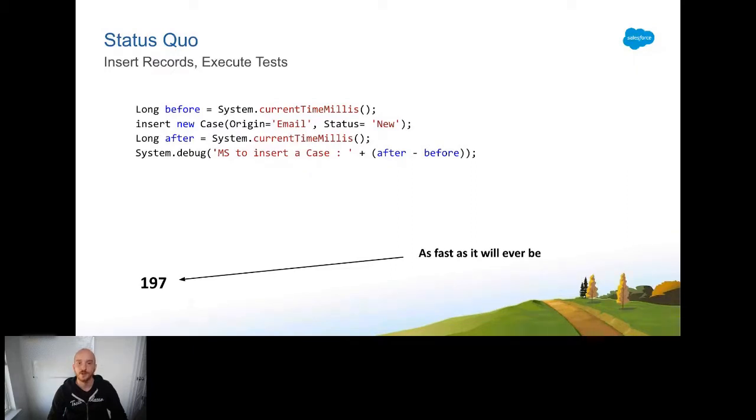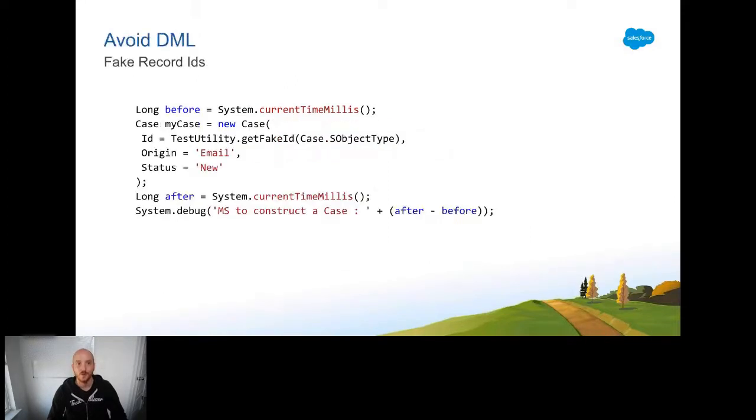Now, here is one way that we can increase the performance of our tests. We can avoid DML by using fake record IDs. So we've got a class called the test utility. We can get a fake ID for the Case SObject type. Now we'll go into this test utility in just a moment, but it returns a syntactically correct fake record ID. So you can use this and it won't cause any runtime errors like, hey, invalid ID of some string. And you can use this as one of many tools to help you avoid performing DML.